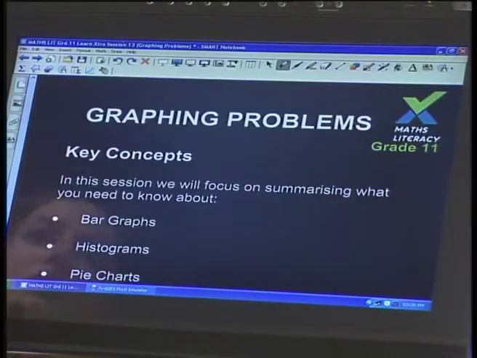Now I'm sure you've all read a newspaper and seen that there are many graphs in there, and I wonder if you know how to interpret them. Well, let's get straight into it and review some of the graphs that we commonly get in real life as well as in maths literacy. Here we go.